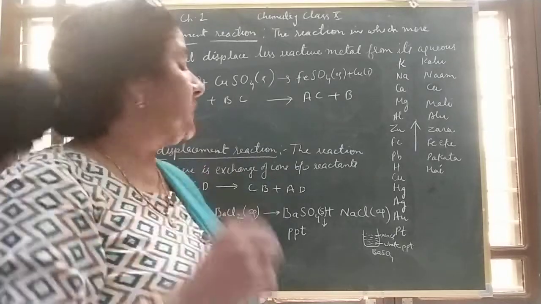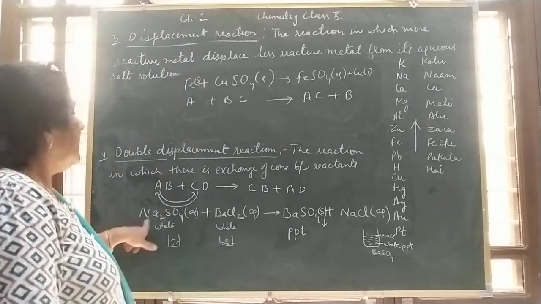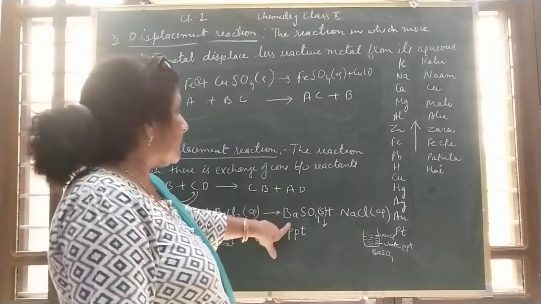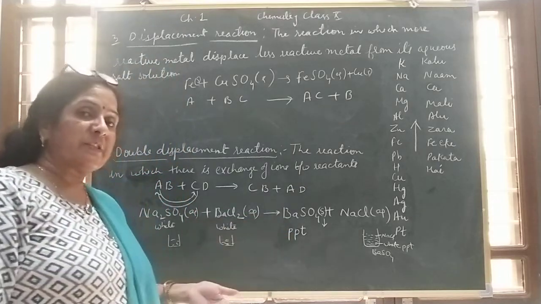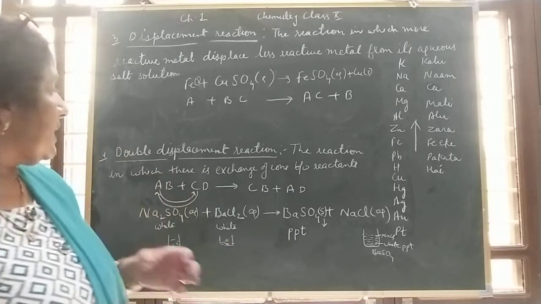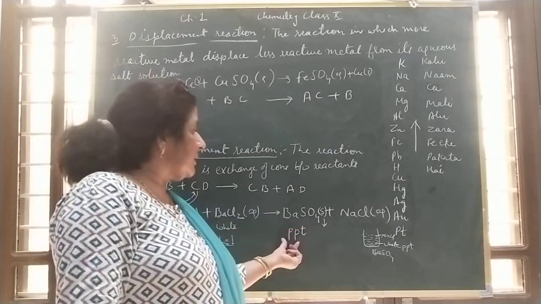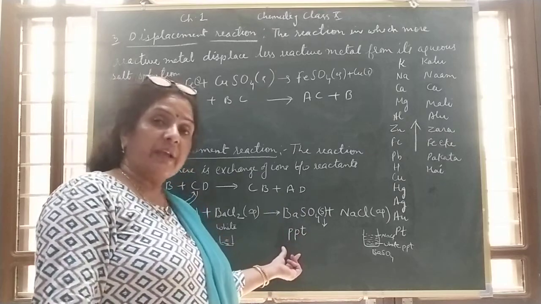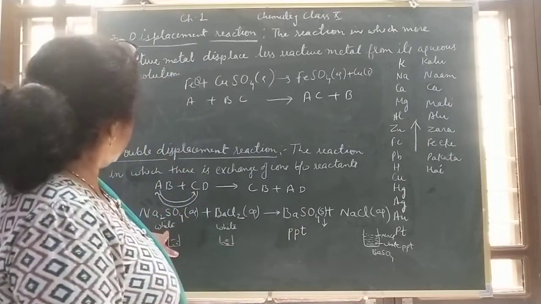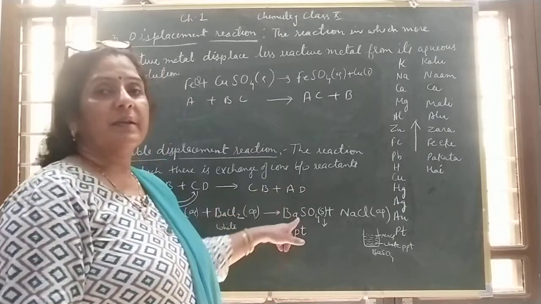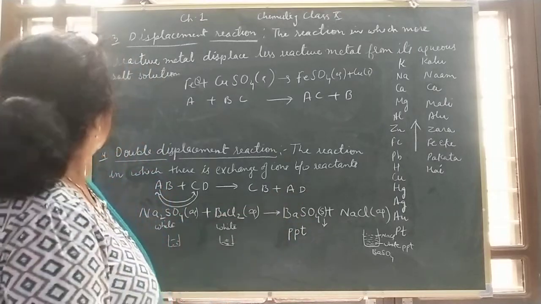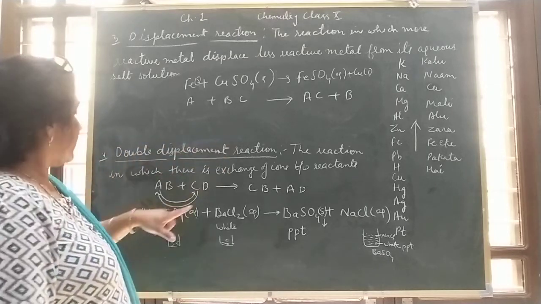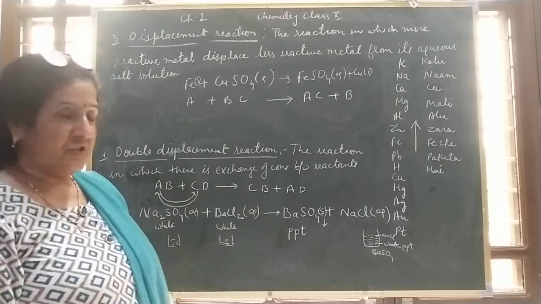Why do we call it precipitation reaction also? Because there is a formation of an insoluble substance called precipitate. What are precipitates? The insoluble substances that get deposited and settle at the bottom of a test tube are called precipitates. So the reaction in which precipitates are formed is called precipitation reaction. Here I have explained double displacement reaction as well as precipitation reaction.